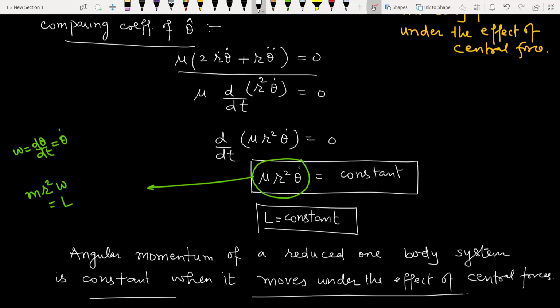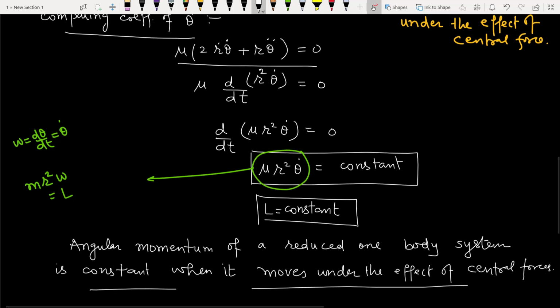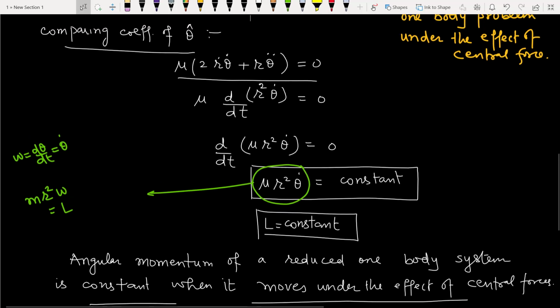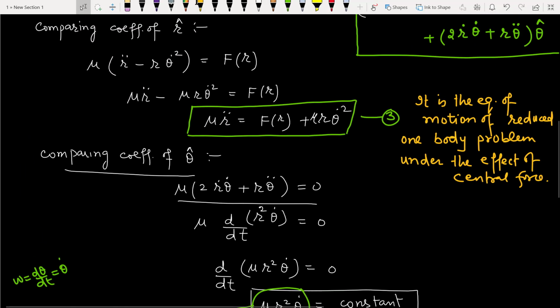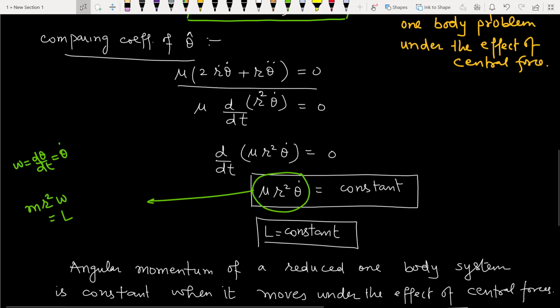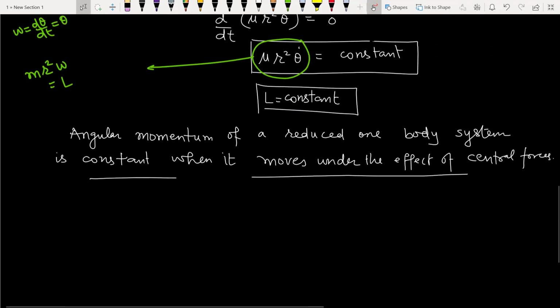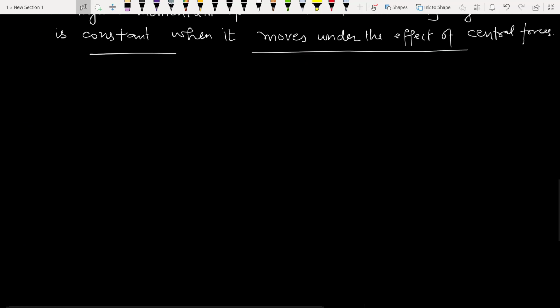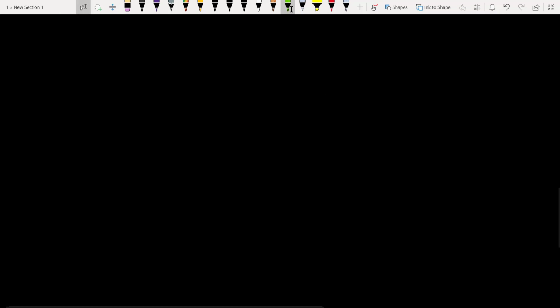So this completes our first part. It involves two things. In the first part we derived the equation of motion for a reduced one body under the effect of central forces. In the second part we proved that when that body moves, it moves with constant angular momentum. So continuing the article, for the motion of a body under central forces, now we will derive the expression for total energy.